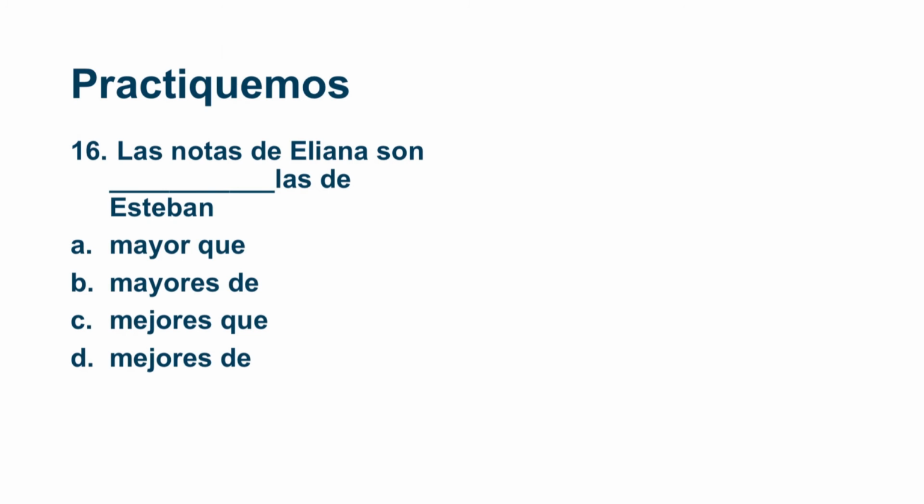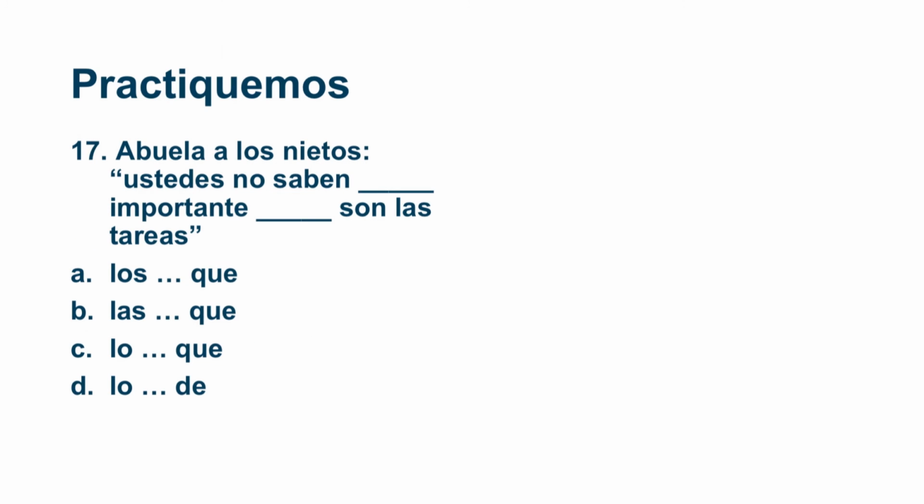Las notas de Eliana son mayor que is for age, mayores que, mejores de. It will be for a negative comparison. So if it's an affirmative comparison, we're going to use que. Las notas de Eliana son mejores que las de Esteban. La abuela a los nietos. Ustedes no saben. This is a general abstract noun, so it can be any of these. ¿Sí? Lo importante, ¿qué son las tareas? De is for negative, que is for affirmative. Lo importante, ¿qué son las tareas?